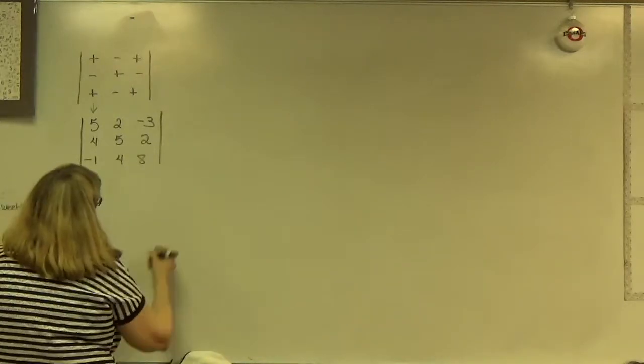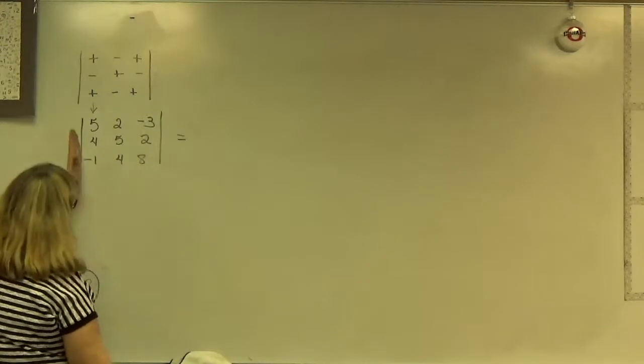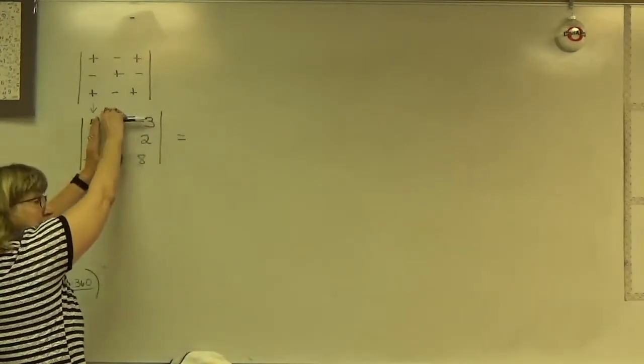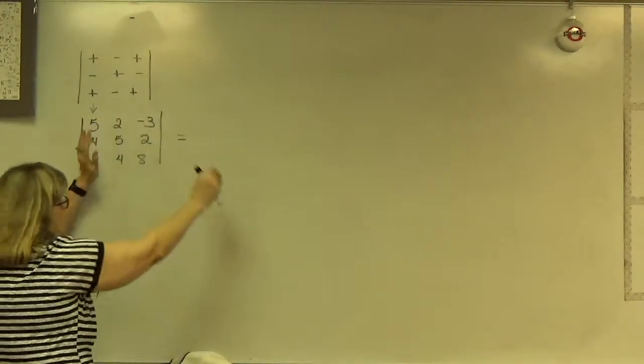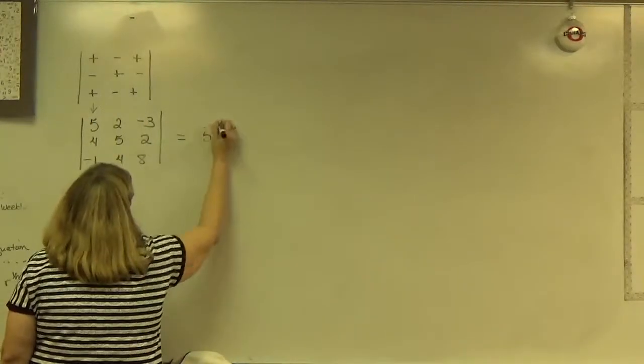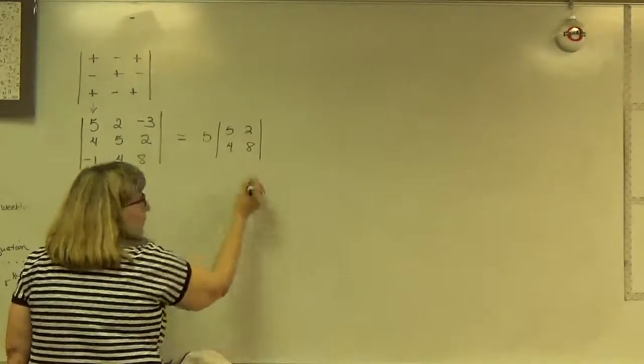So to do expansion of a minor, that means we're going to be breaking this 3 by 3 down into 3 2 by 2s, which we have formulas to evaluate. So you cover up the row and the column that the 5 is in. When I cover that up, what do I have left? 5, 3, 4, and 8. You've got a little 2 by 2. That's 5, 2, 4, 8, and then that 5 goes out in front.